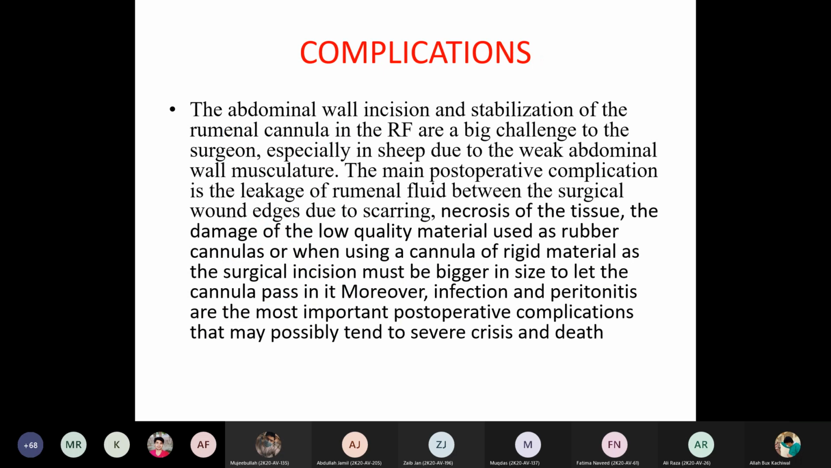The complications which may arise: the abdominal wall incision and stabilization of a ruminal cannula in the rumen fistula are a big challenge to the surgeon, especially in sheep, due to weak abdominal wall musculature. The main post-operative complication is the leakage of ruminal fluid between the surgical wound edges due to scarring, necrosis of the tissues, damage from low quality material used as rubber cannulas, or when using a cannula of a rigid material, as the surgical incision must be bigger to let the cannula pass. Moreover, infection and peritonitis are the most common post-operative complications, and possibly lead to severe crisis or death.